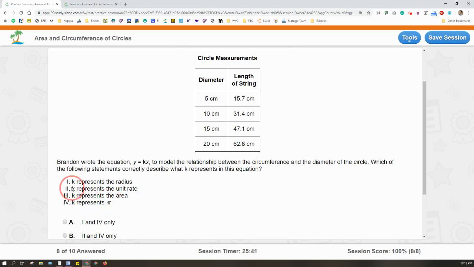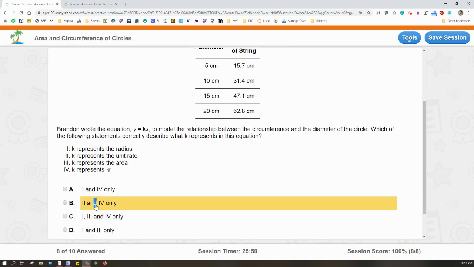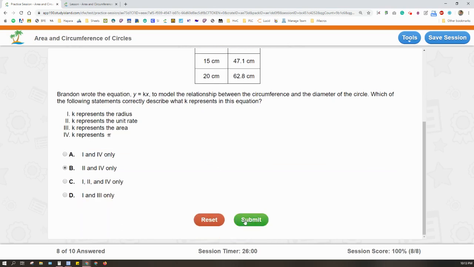Now, this also says k represents a unit rate. In this case, yes, the unit rate is pi. Anytime you have the equation y equals k times x, k is the unit rate for the problem. And when you're talking about a diameter and a circumference, the unit rate is pi. So you've got number 2 and number 4 as the correct ones. 2 and 4 only.